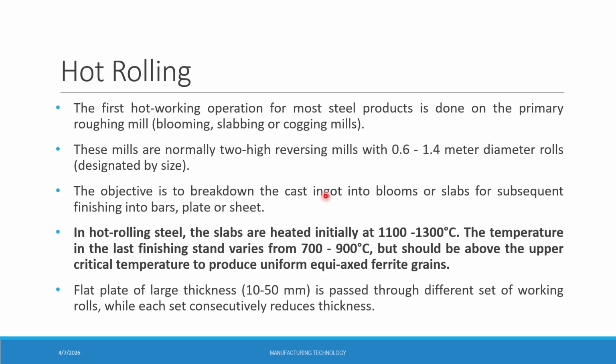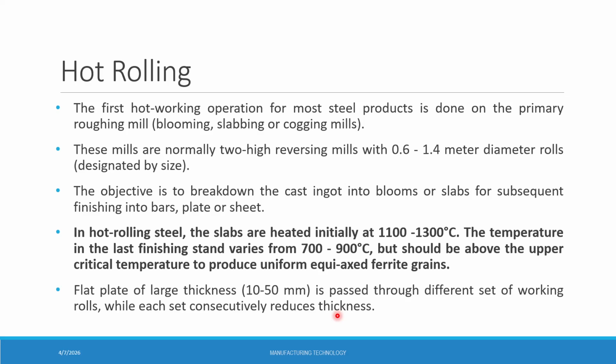And as I was saying, in hot rolling, the slabs are initially heated to 1100 to 1300 degrees Celsius. This is of course lower than the 1500 degrees Celsius melting point of steel. The temperature in the last finishing stand varies from 700 to 900. This is just above the recrystallization temperature, but above the upper critical temperature, to produce uniform equiaxed ferrite grains. And the flat plates of large thickness are passed through different sets of working rolls, while each set consecutively reduces the thickness.